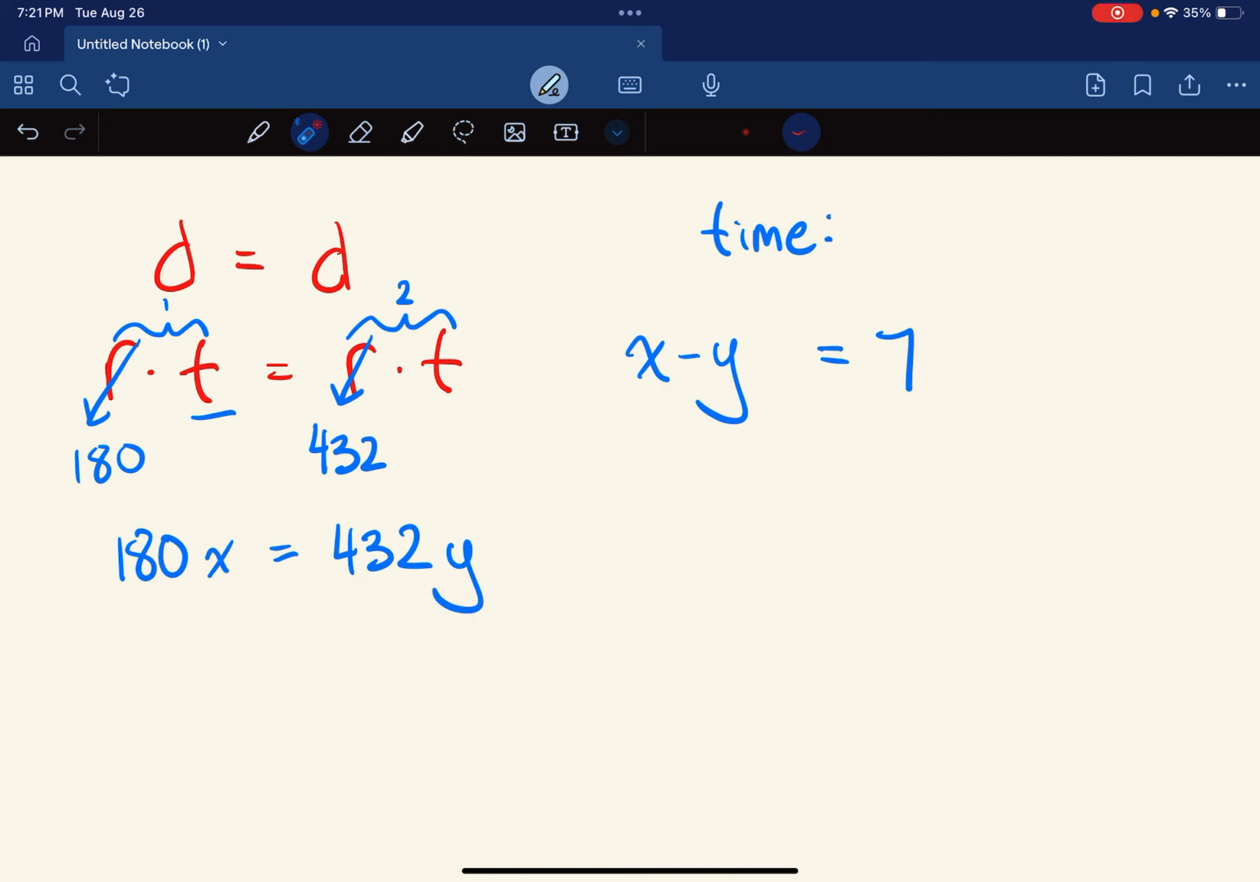Whenever you have a system of linear equations like this, you can solve it in one of 3 ways. You can solve it using substitution, or elimination, or graphing. Graphing has a lot of imprecision. I don't like it. It's not precise enough for my means. So I'm going to do either substitution or elimination.